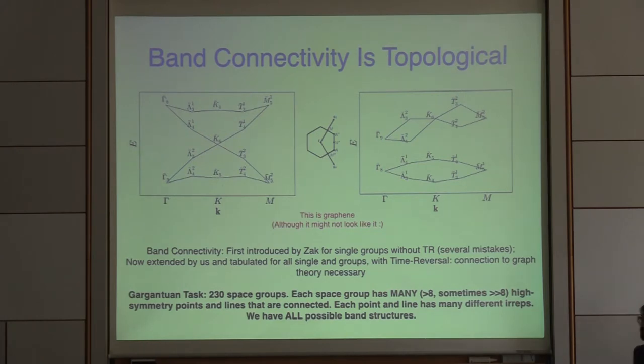So there are many lattices where there's only two options, or several options, but one is fully connected, so a semi-metal, and all the disconnected options, all the insulator options, are topological. How do we know this? So the way we know this, we just run through all of it.